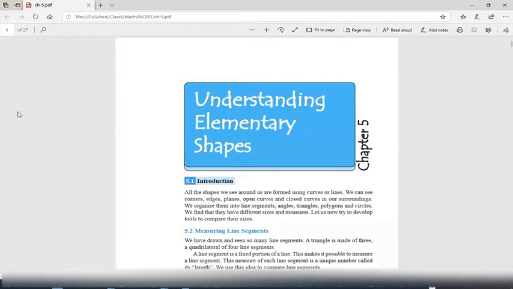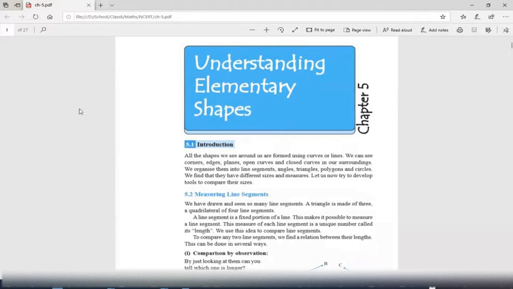So let's start chapter 5, understanding elementary shapes. Elementary shapes, as we know, are square, rectangle, triangles, circles. These are the elementary shapes that we can draw on our notebook. So let's see what it says actually. Or a simple line, ray, those are also elementary shapes.